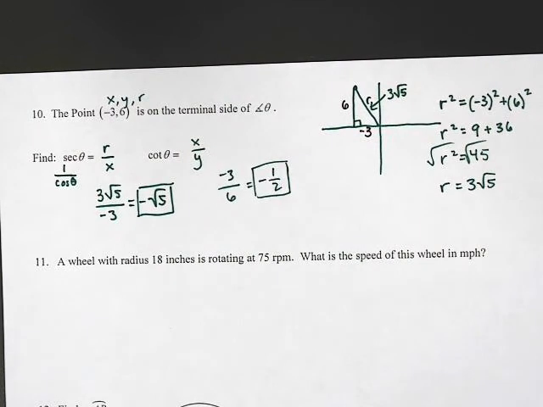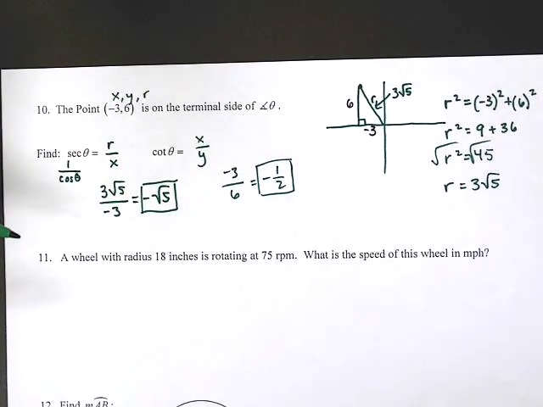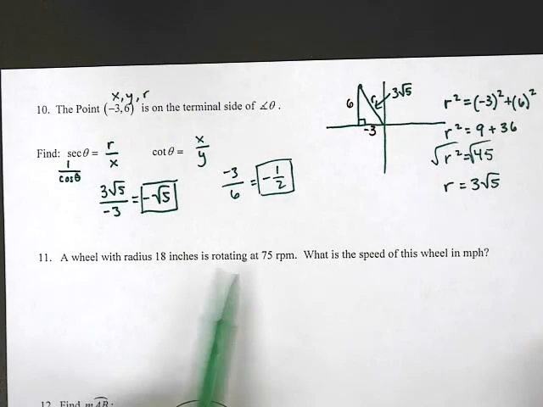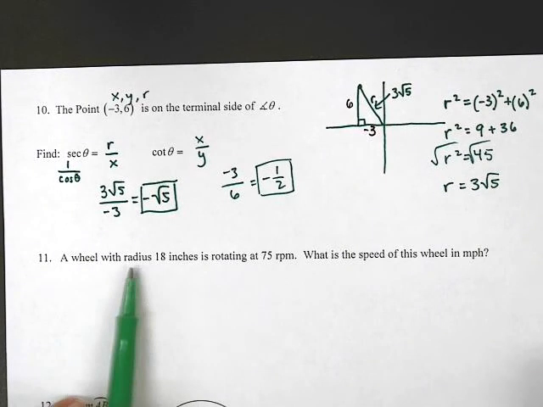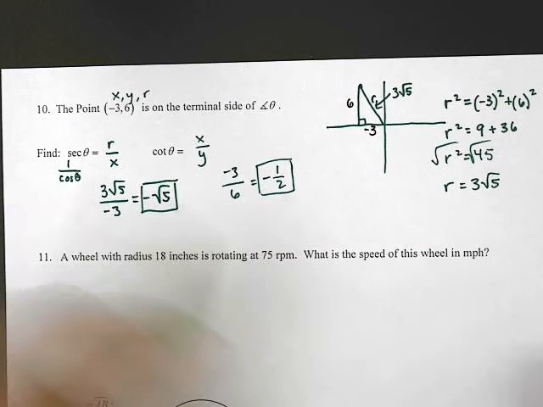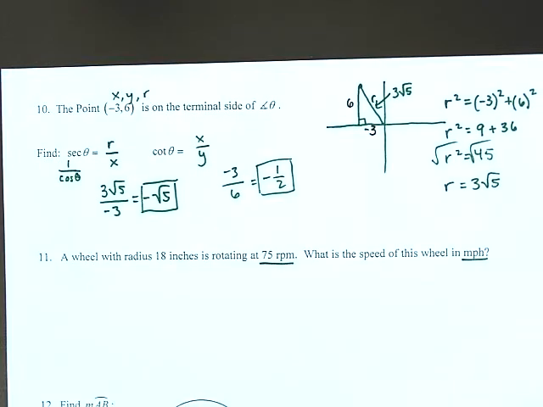Okay, a couple more problems. Number 11. This is one of those unit conversion problems that I thought you guys did really well on at the beginning of the year. So these are not going to be hard for you to pick back up. You just got to practice. We need to remember that we have, obviously, a wheel. We have the radius of the wheel, and we know that it's rotating at 75 RPM. But we want mph.